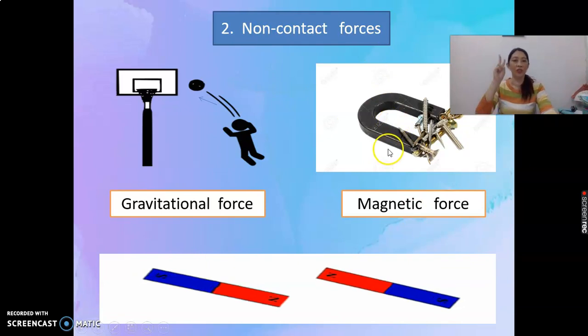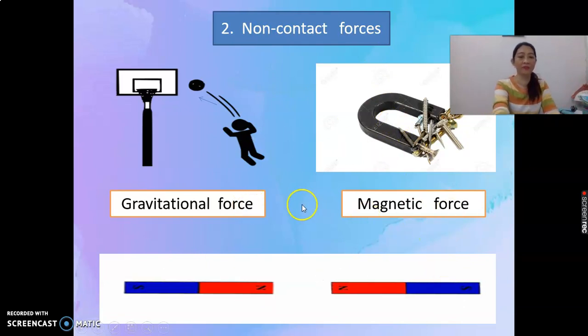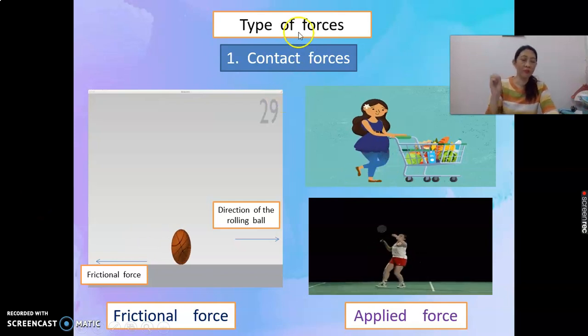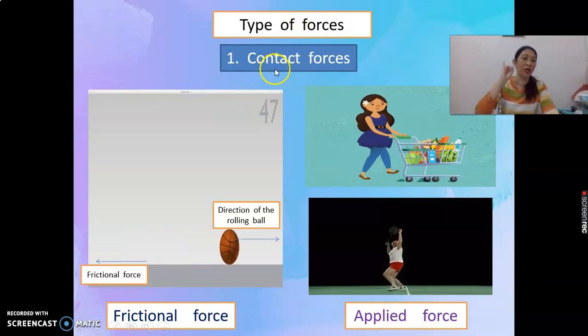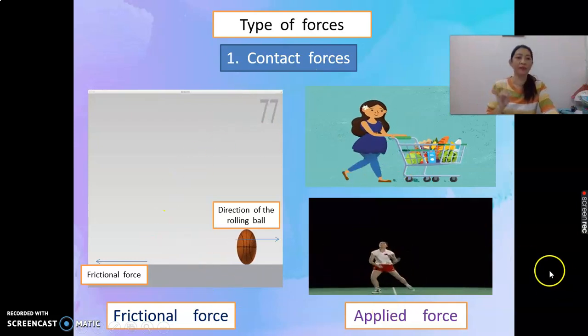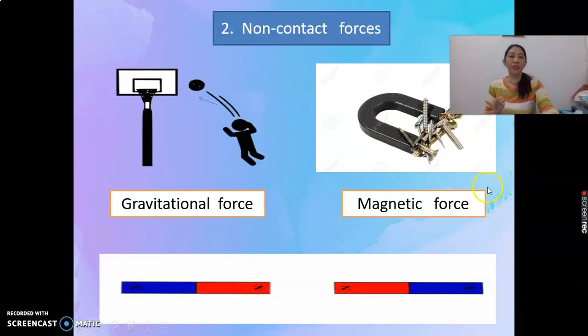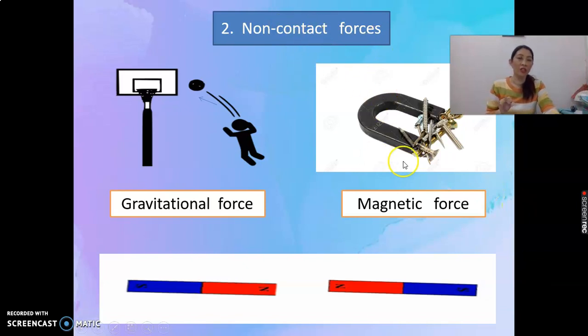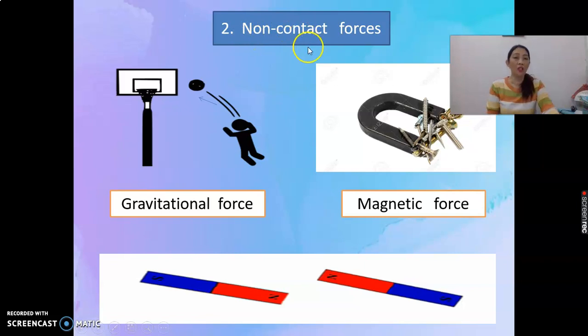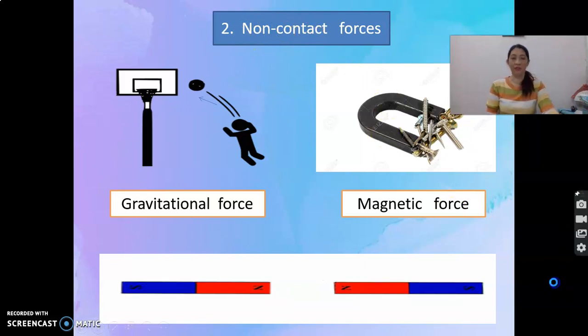Again, we have two types of forces. Number 1 is contact forces, and these are the examples. Then number 2 is non-contact forces, and these are examples of non-contact forces. Okay.